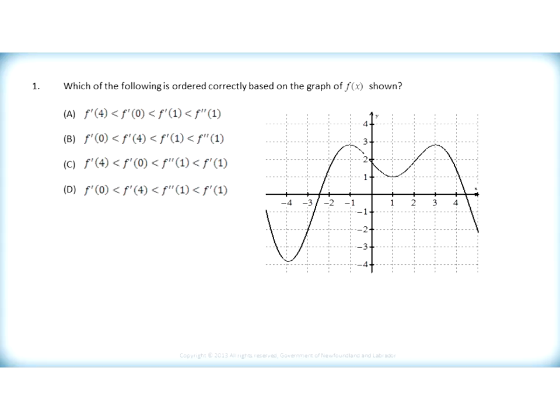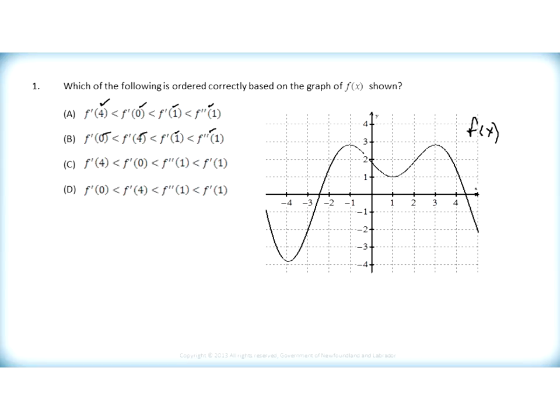So here's another question. It says, which of the following is ordered correctly based on the graph of f of x shown? So this is f here, not f prime. So we're looking at a graph of f of x. And the first one, and actually all of them, we're looking at when x is 4, 0, and 1, and they're looking at values of first and second derivatives here. So we get lots of things to compare. So let's look at values at 0, 1, and 4.